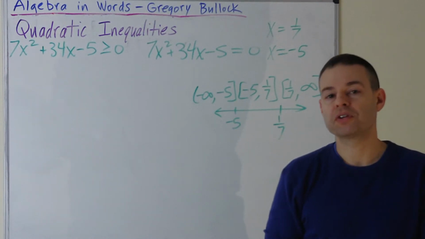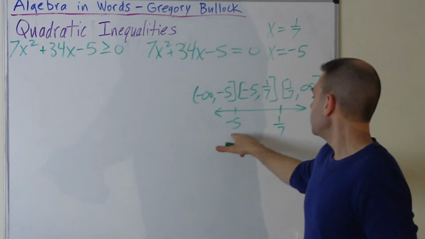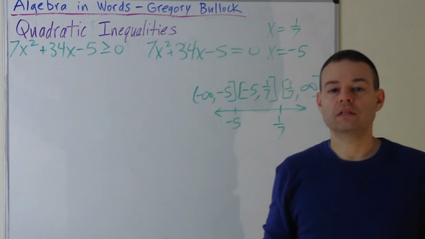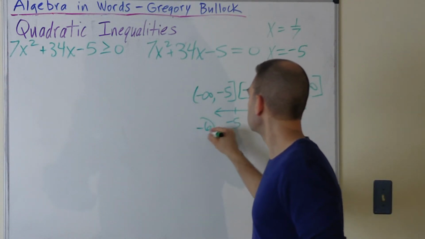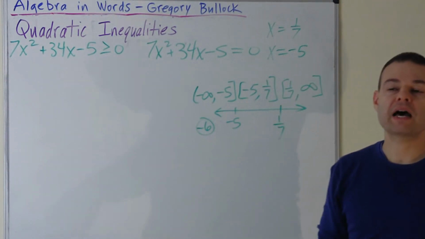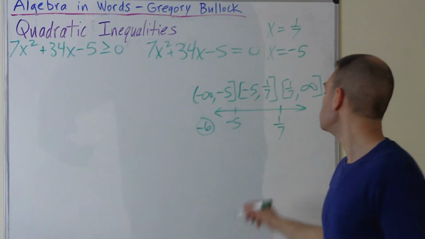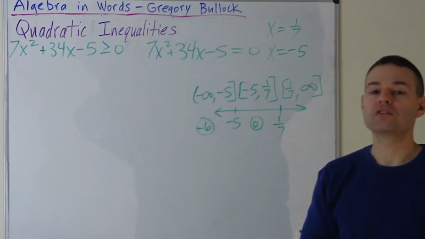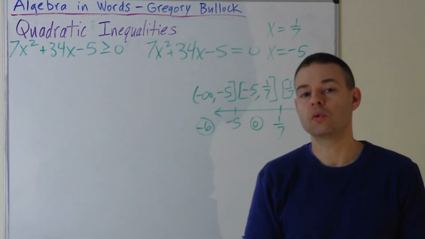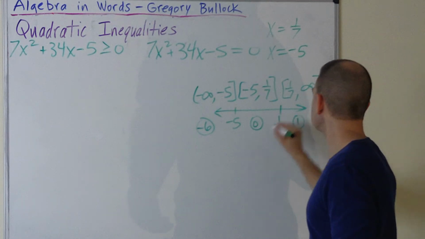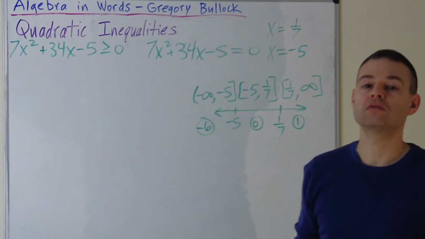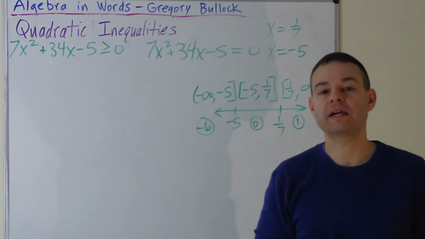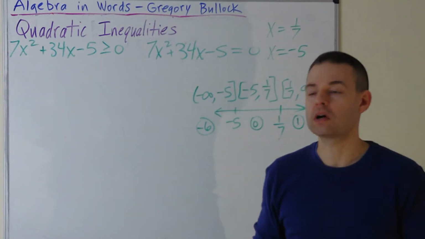Now in each region, choose a test point. In the left region, let's choose one lower than -5, so how about -6? And between -5 and 1/7, 0. And greater than 1/7, let's choose 1. And now we're going to take each of those test points and substitute them into the original inequality and simplify and see if the statement comes out true or false.